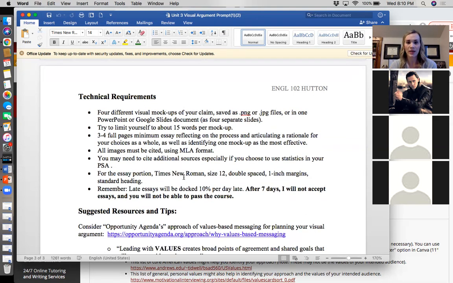Again, you're not being graded off of how awesome the images look. You're just being graded on whether you created 4 different PSAs or not.